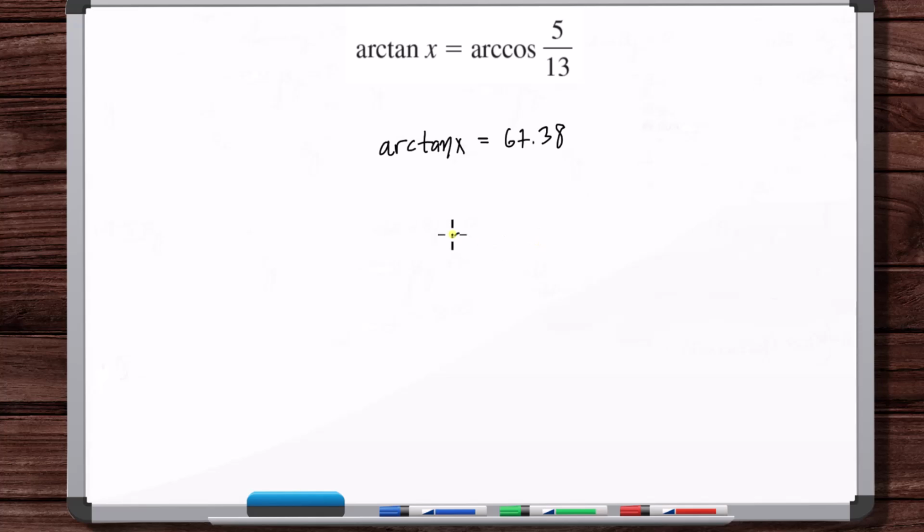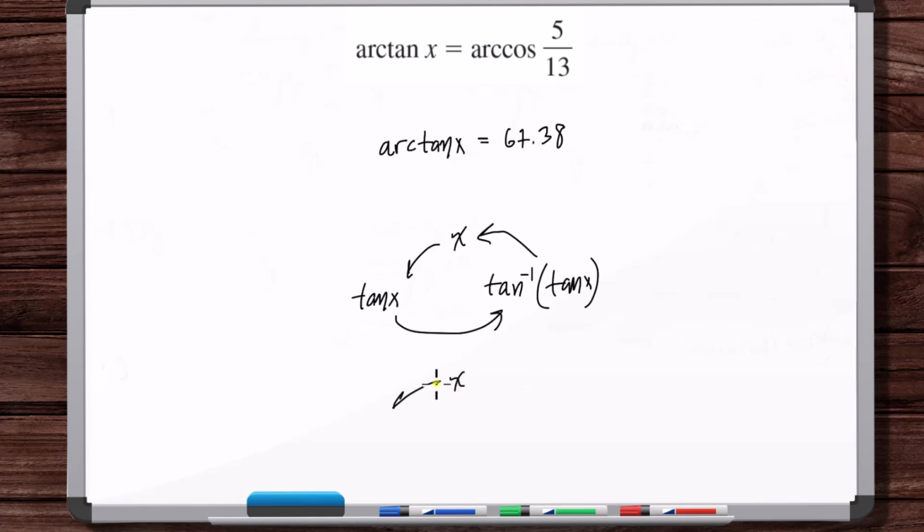So if we start with x and we take the tangent of x, and now we want to undo what we just did, we can put this into arc tangent, and now we undo that. We get x back. Or it goes the other direction. If you took x and you took the inverse tangent of x, to undo that, you put that into the inverse of inverse tangent. That's tangent, and you're back at x.